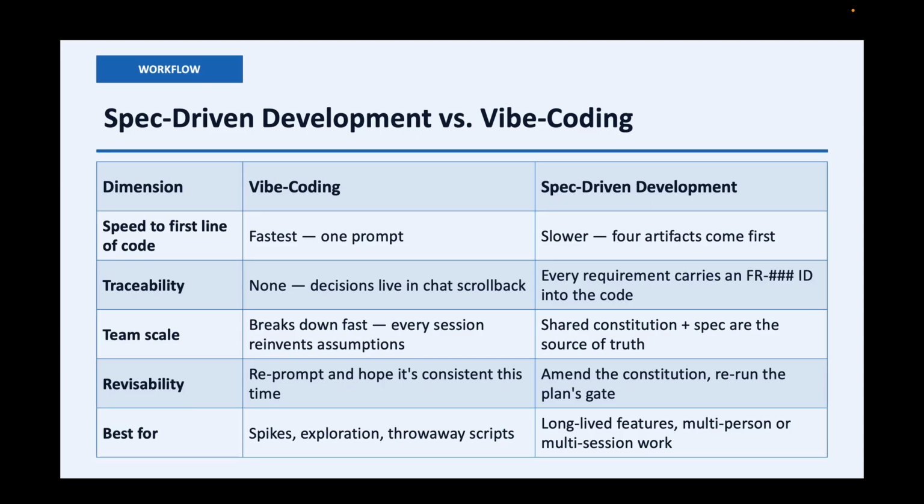We have traceability. The prompt is all that we're given into the vibe coding. There's no requirements, there's no information.